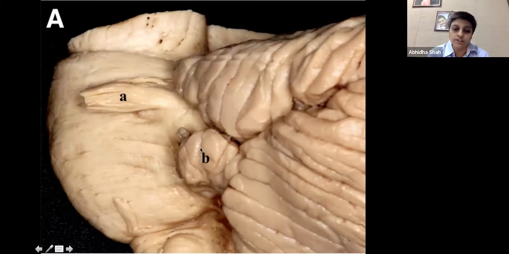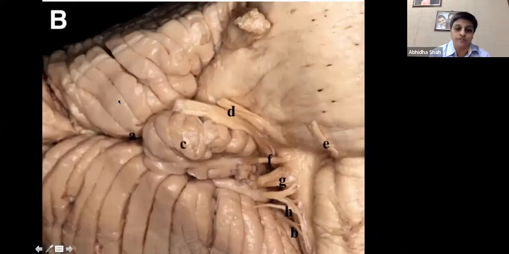Now this region that you see here, B, is the flocculonodular lobe of the cerebellum. I will show you more clearly later. This, as we saw earlier, is the abducent nerve. The trigeminal has a medial small motor root, and laterally is the large sensory root.